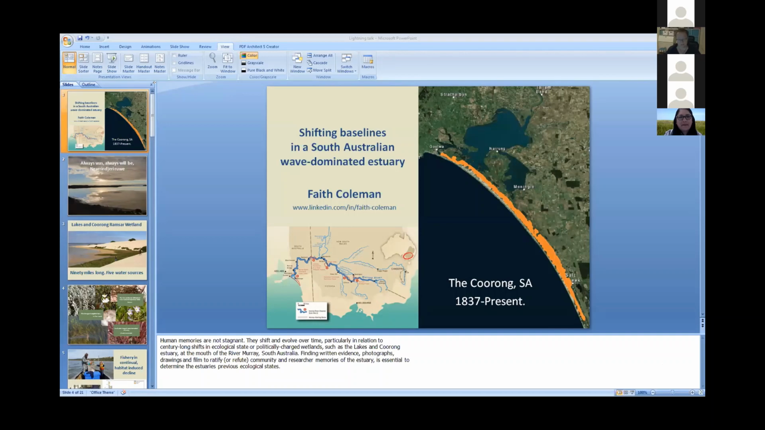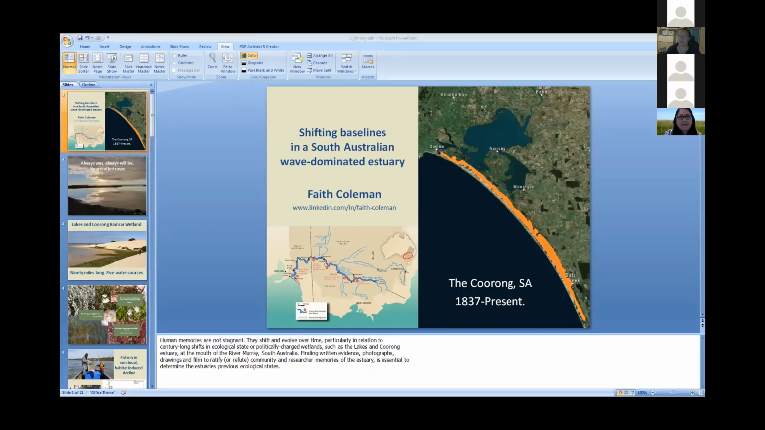So I'm from, as you can probably pick from the accent, I'm from South Australia. It's just gone dawn here, so it's fairly early. I'm an estuarine ecologist. I'm taking a mid-career break to do a PhD on the Coorong.